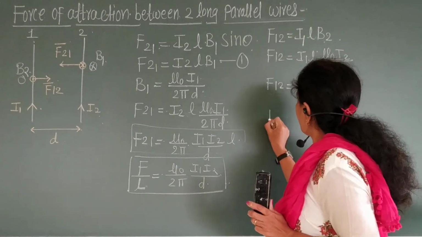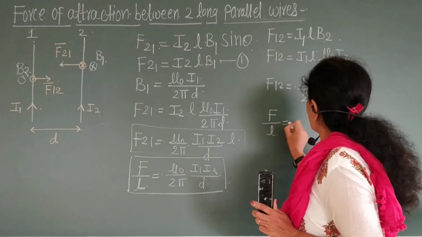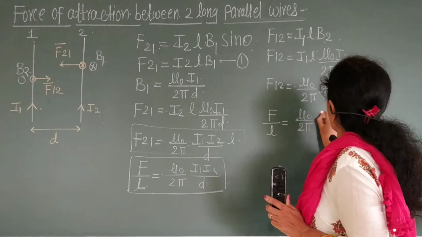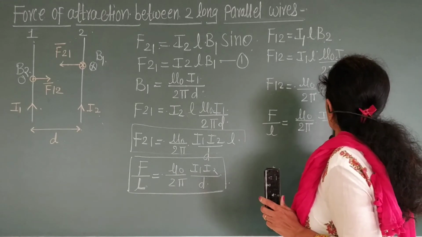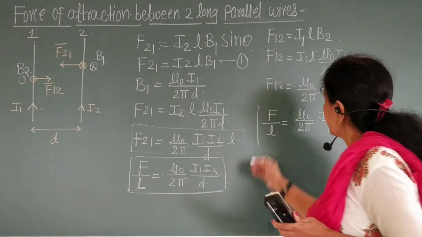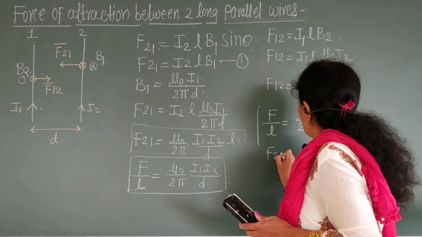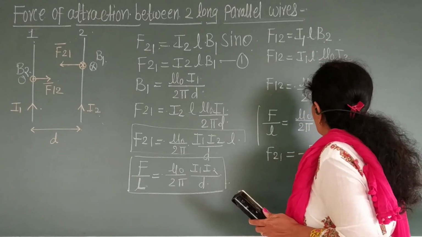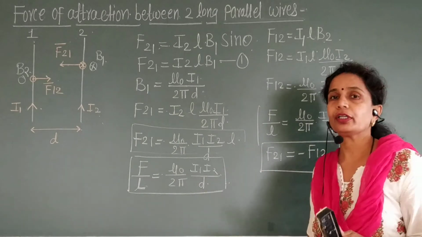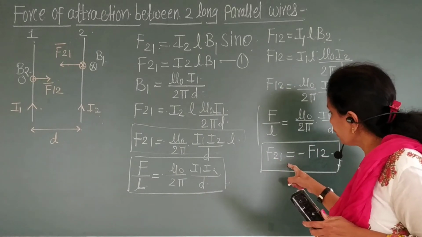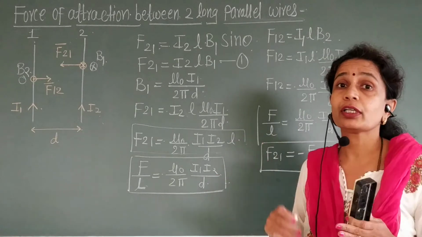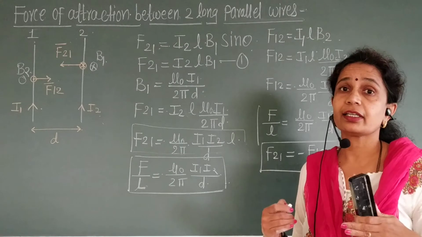We can also find out the force per unit length is equal to μ0/4π × I1 I2/d. In this case also, we can say that F21 is equal to minus F12. This is again an important equation, F21 is equal to minus F12, similar to Newton's third law of motion. Action and reaction are the same.